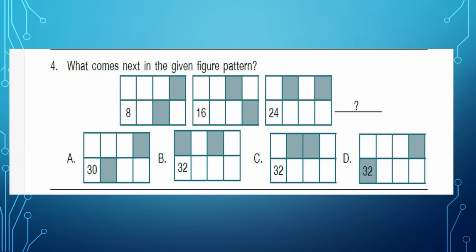Question number 4. What comes next in the given figure pattern? Looking at the patterns, we can say that the numbers 8, 16 and 24 all are multiples of 8. So the next number will also be a multiple of 8. So A can't be our answer because the number 30 is not a multiple of 8. Now looking at the shaded box, we can see that it's moving anti-clockwise one box forward. So then our answer will be option B.